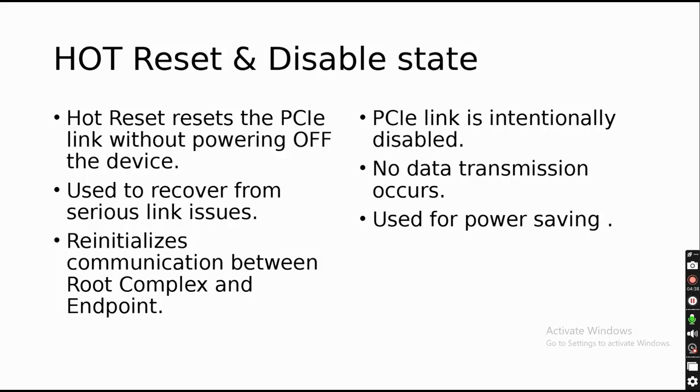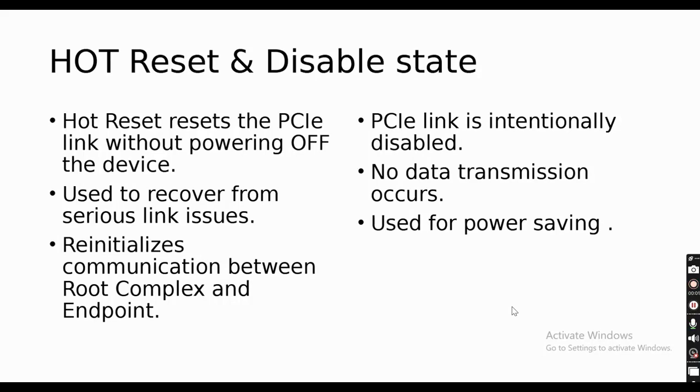The disable state is where we intentionally disable the link, and there is no data transfer here. It is mainly used for power saving like L1 and L2. The PCIe link is turned off or not allowed to communicate, meaning no link activity at all. So this is the disable state.